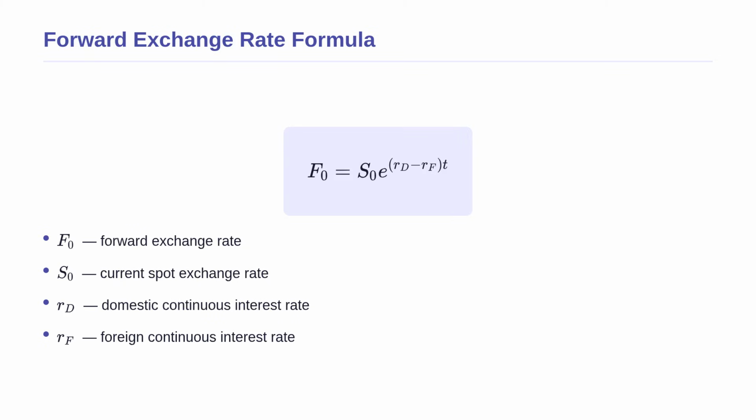To use the forward contract method, we need the formula for the forward exchange rate. This formula calculates what the exchange rate should be in the future to prevent risk-free arbitrage profits. F0 is the forward exchange rate. S0 is the current spot exchange rate. The formula adjusts the spot rate based on the difference between the domestic interest rate, R sub D, and the foreign interest rate, R sub F, over the time period T. If the domestic interest rate is higher than the foreign rate, the forward rate will be higher than the spot rate. This mathematical adjustment ensures that no trader can make free money simply by borrowing in one currency and lending in another.